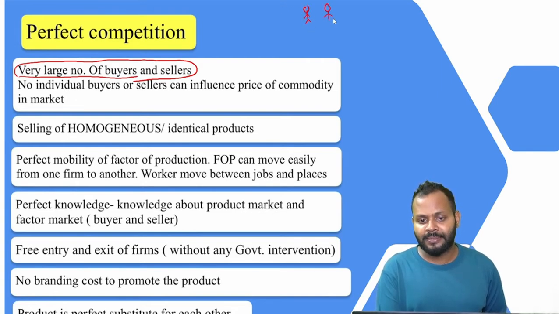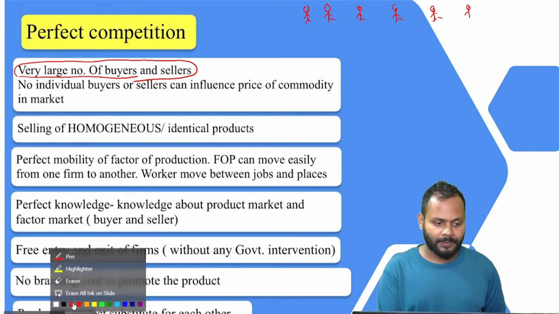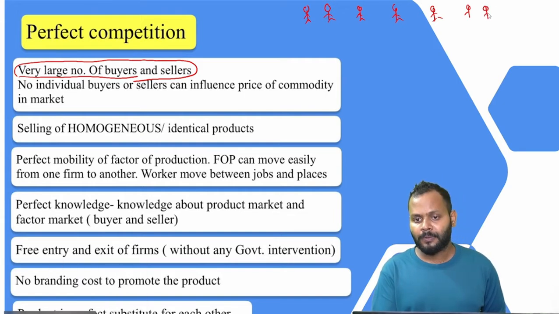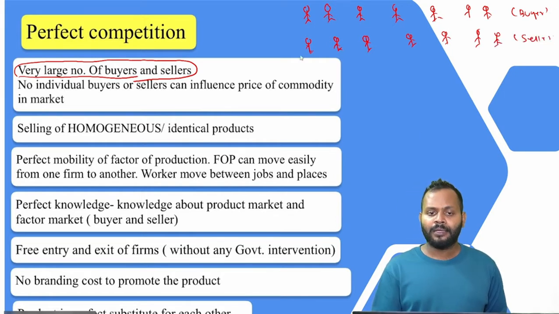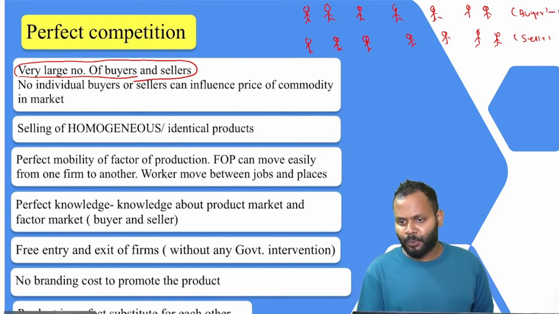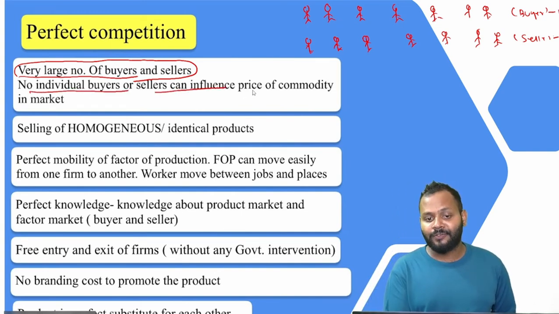Let's say these are the buyers, and these are the sellers. Now they are both present in large numbers. No individual buyer or seller can influence the price of a commodity.